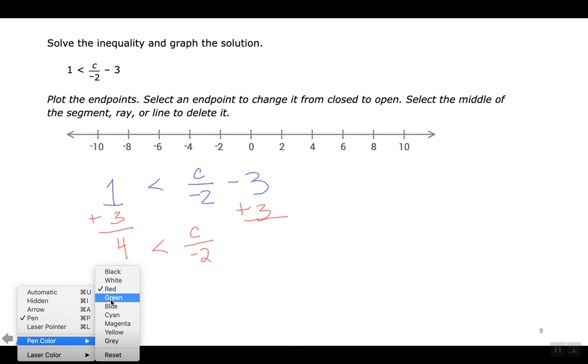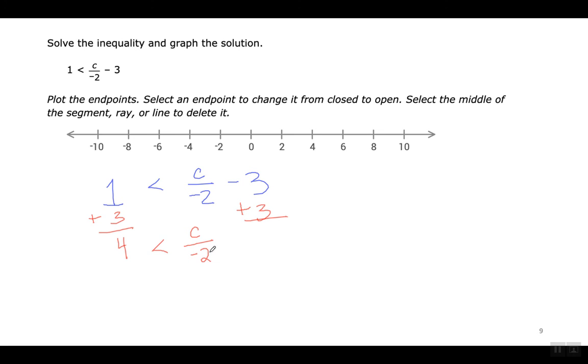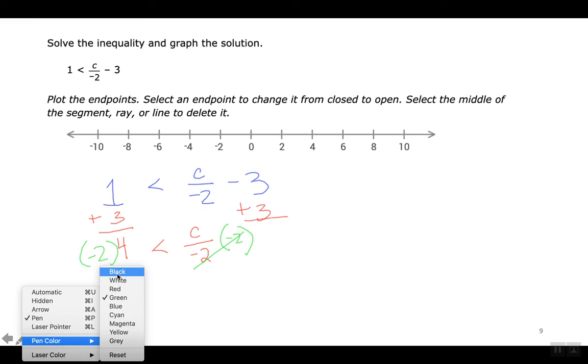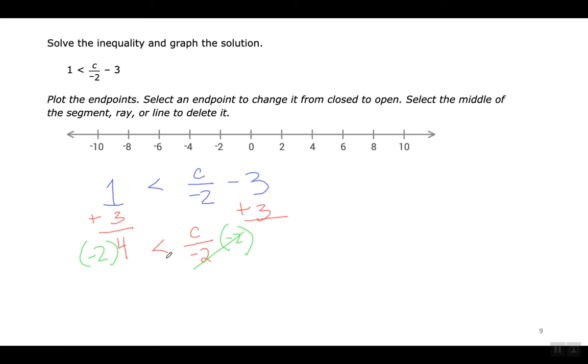Now to get rid of that negative 2, I'm going to do the opposite of dividing by 2, which will be multiplying both sides by negative 2. If I multiply both sides by negative 2, these cancel out, and the sign has to flip directions because you're multiplying both sides by a negative number. So the sign is going to flip to that. On this side I have c, and negative 2 times positive 4 is going to give me negative 8.